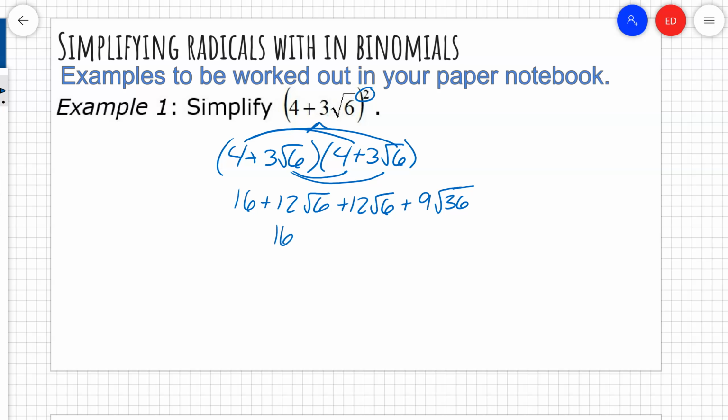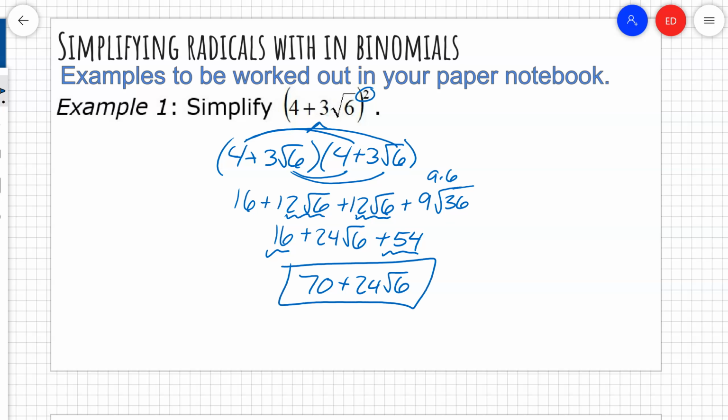So our next step is to go ahead and combine like terms. So 12 square root 6 plus 12 square root 6 is going to give us 24 square root 6, because these are like terms. And then we're going to end up with 9 times 6, which gives us 54. Hey, we've got another common term. So 54 plus 16 is just going to give us 70 plus 24 square root 6. All right, that's as far as you need to go. There's nothing else that we can simplify inside the radical. It's completely simplified, so you're done.